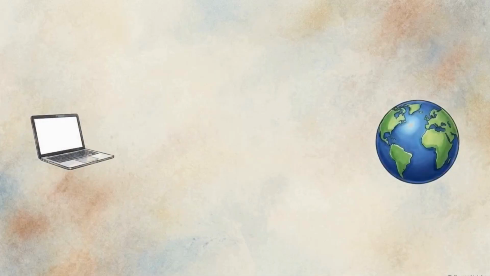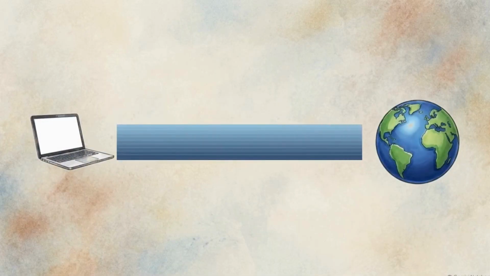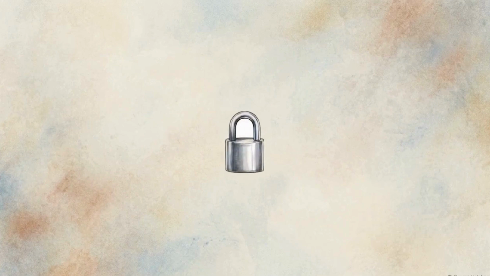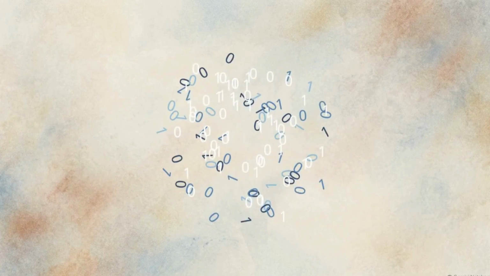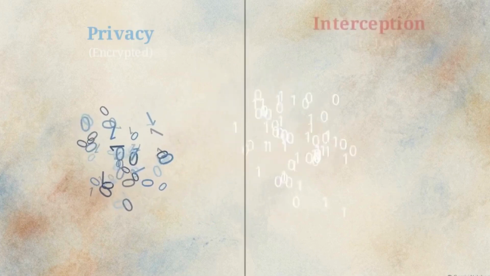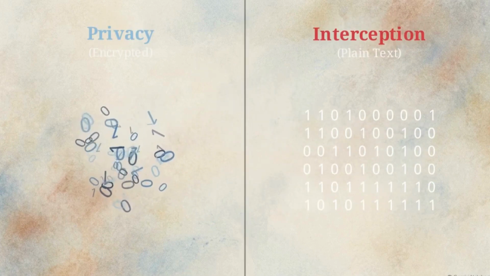Most of us assume that entering a password to connect to that network creates a secure tunnel for our data. We treat that password like a physical lock. However, a password is only as effective as the protocol used to encrypt it. That behind-the-scenes math determines whether your information stays private or can be intercepted and read.